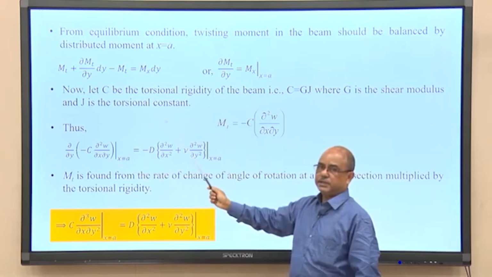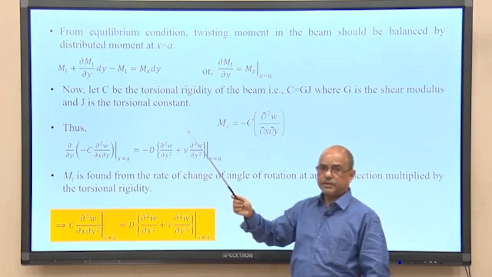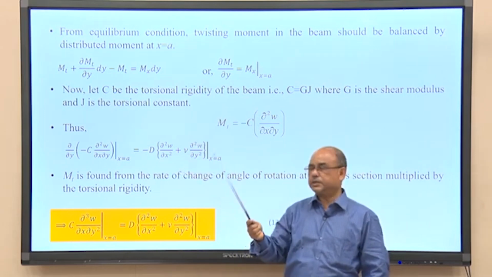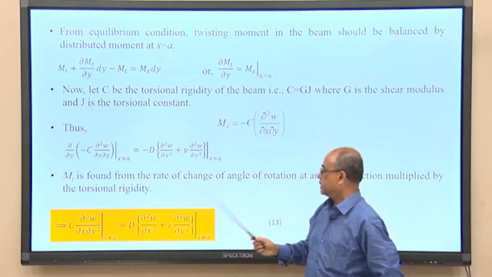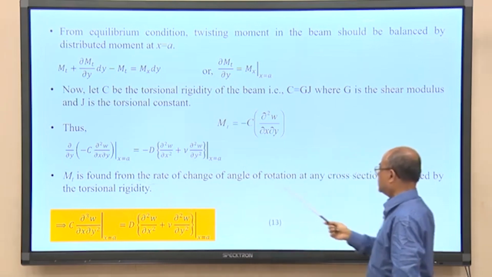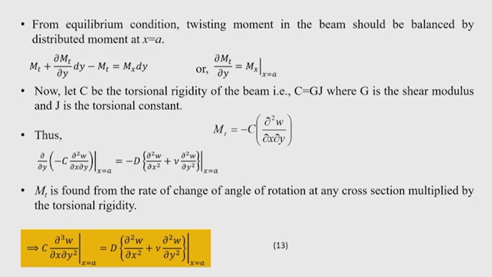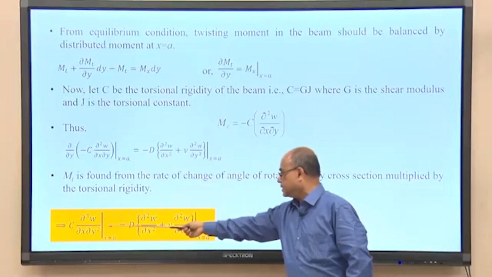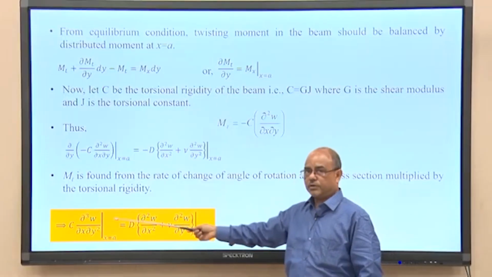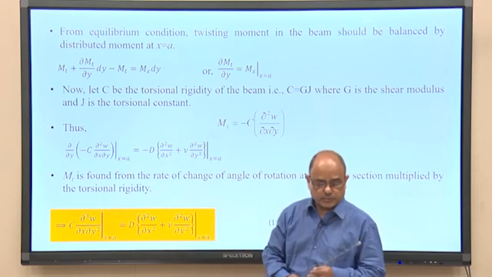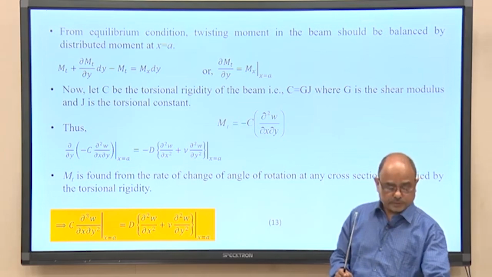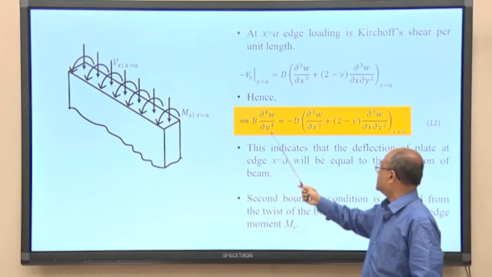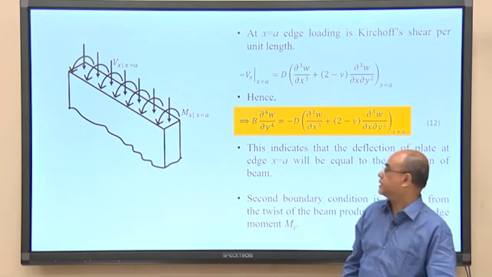So, this gives the second boundary condition for the case when the plate is supported along an elastic beam, a continuous support. There is no discontinuity of the support, that you should remember. So, Mt is found from the rate of change of angle of rotation at any cross section multiplied by the torsional rigidity. After simplifying, you will get this. This is the second equation for the boundary condition of this case, when the plate is resting on the elastic beam, and the first boundary condition is this. So, two boundary conditions we have written.